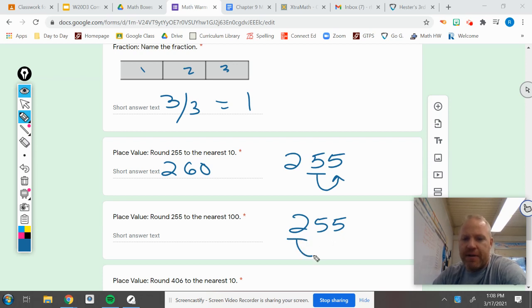Now we're going to round 255 to the nearest 100. So we underline the hundreds place. The 2 asks the 5, are you less than 5? The 5 says no. So the 2 has to go to 3. 300.